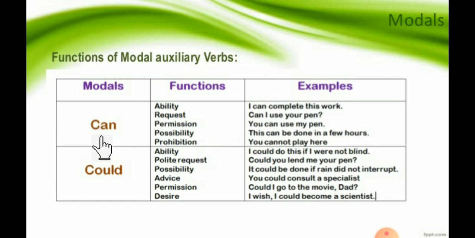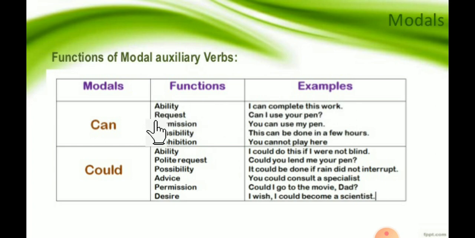Now the first modal is can. When to use can? Function: when it is ability, request, giving or taking permission, possibility, and prohibition. So at that time we use the modal can. Now examples. When it is ability, how can we write? I can complete this work. This is the ability. You have that ability. You can complete this work.